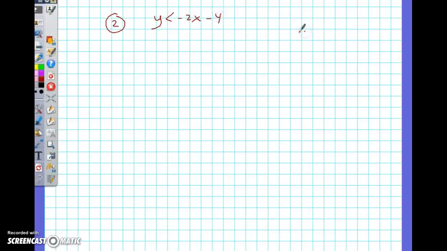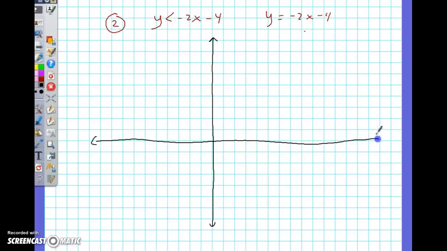So how do I approach this problem? Step 1, I ignore the inequality. By that I mean I write this as y equals negative 2x minus 4, and I just start graphing, because that is going to be the boundary, correct? Dulce, does that make sense?